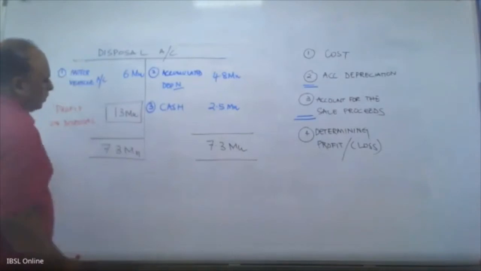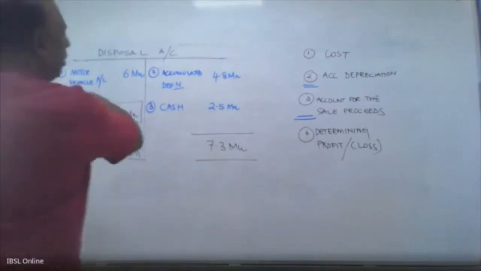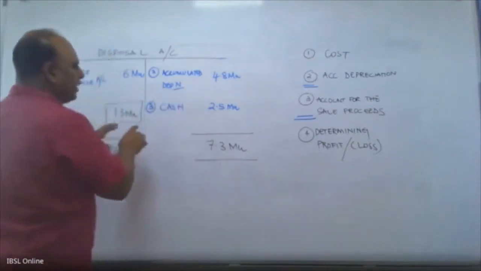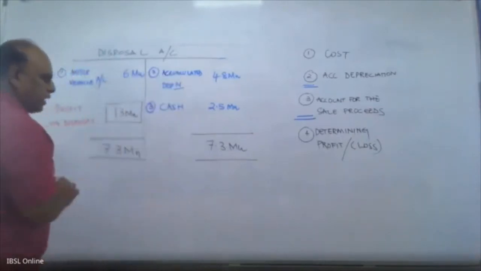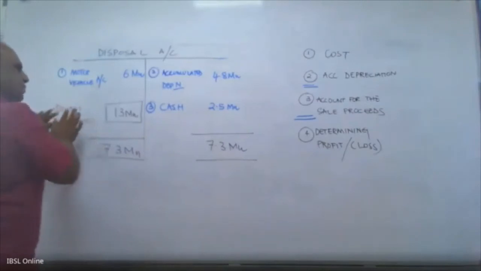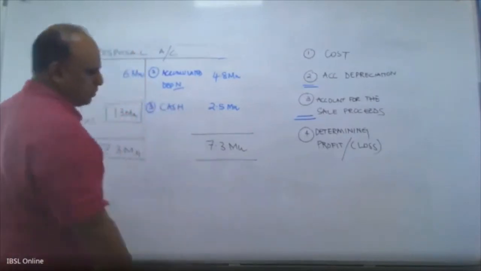Profit on disposal. Okay. Sometimes what happens, this could be a loss also. So this could be on this side. The balancing figure after completing the 3 steps will give you a balancing figure. If the balancing figure is on this side, it will be a profit. If it is on this side, it will be a loss. Okay.